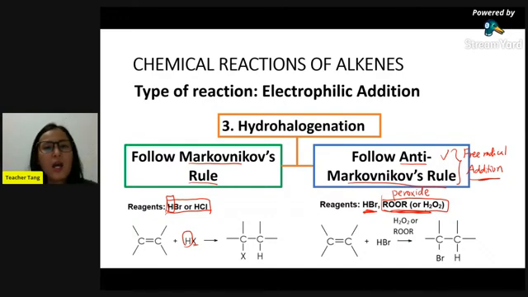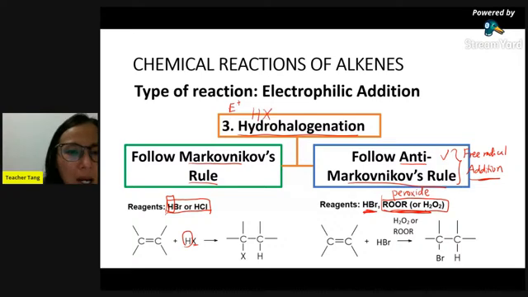Okay, and this HBr or HCl addition is called a hydrohalogenation reaction. So why is it called hydrohalogenation? Because your electrophile now is basically hydrogen and halogen, HX. That's why this addition reaction is called a hydrohalogenation reaction, because your electrophile now is HX.